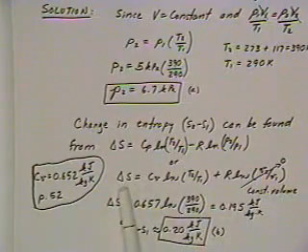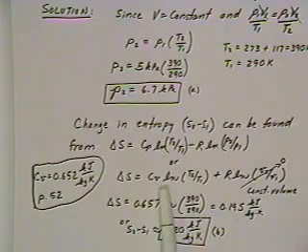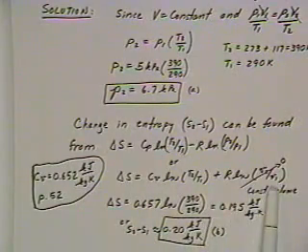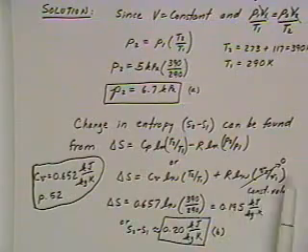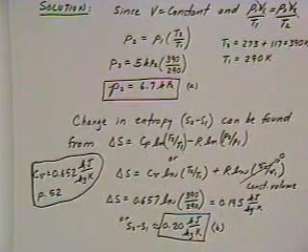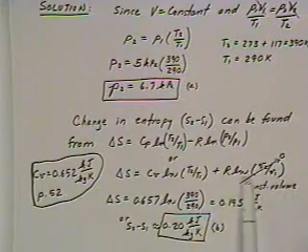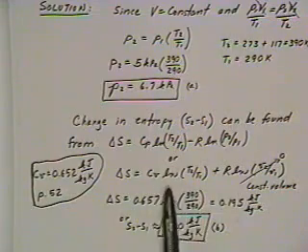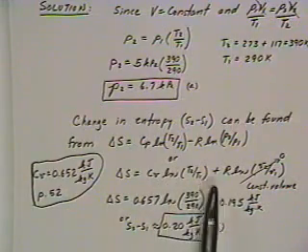Or you could use the other expression, that delta S is equal to C sub V ln T2 over T1 plus R ln V2 over V1. Well, the volume's constant, so V2 over V1 goes to 1. The ln of 1 is 0, and so you can ignore that term here, and you only have to determine one expression to find the change in entropy. So the change in entropy then is equal to C sub V ln T2 over T1.